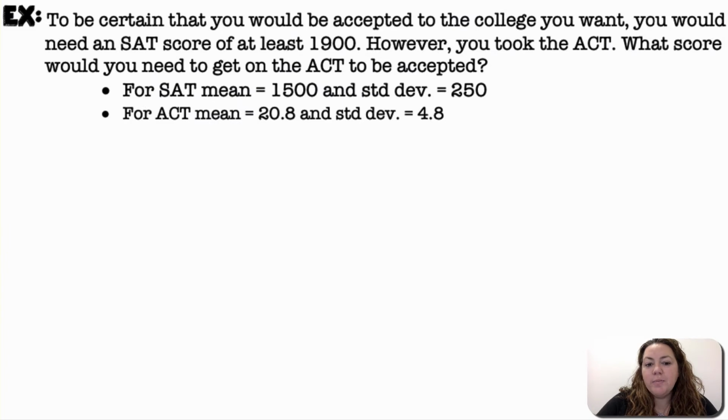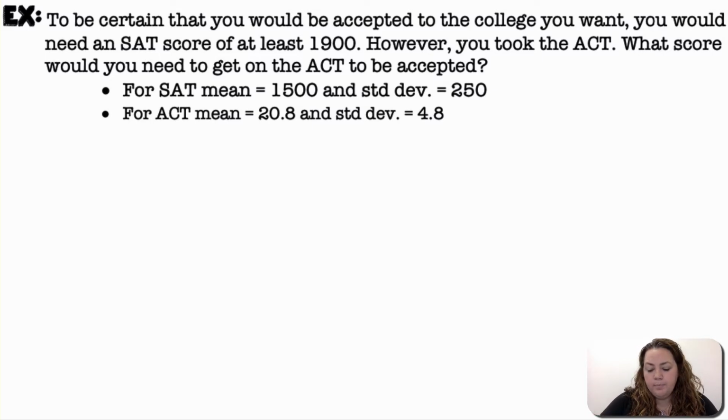To be certain that you would be accepted to the college you want, you would need an SAT score of at least 1900. However, you took the ACT. What score would you need to get on the ACT to be accepted? We know the mean and the standard deviation for both the SAT and the ACT. We want to figure out the z-score that corresponds with that 1900 score on the SAT, and figure out what value I would need to get on the ACT so that it has an equal z-score.